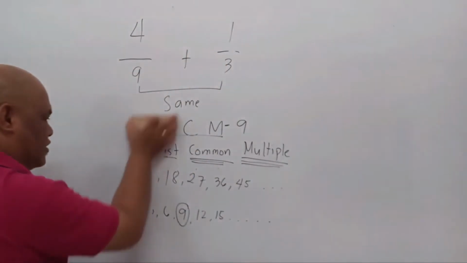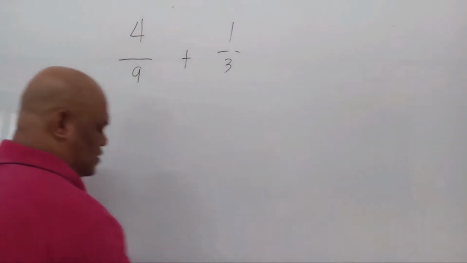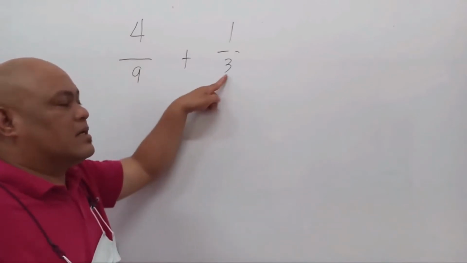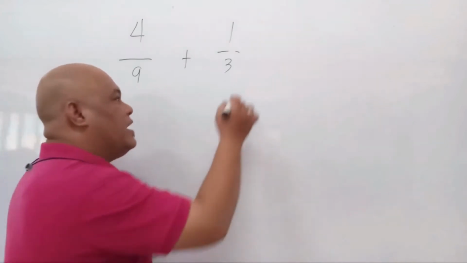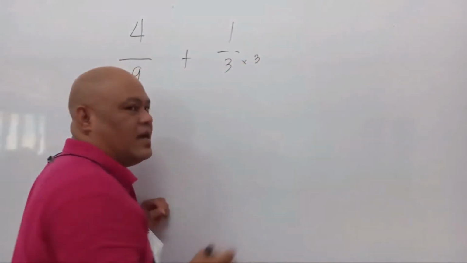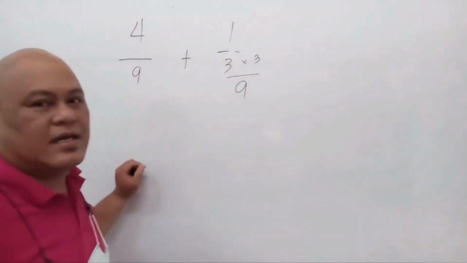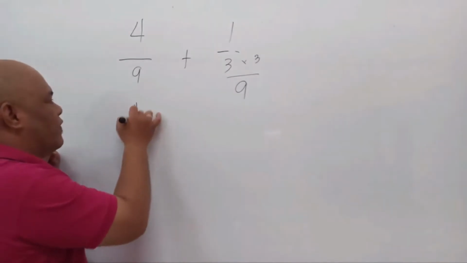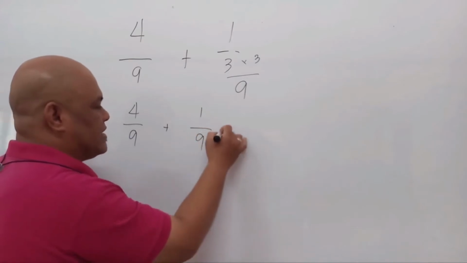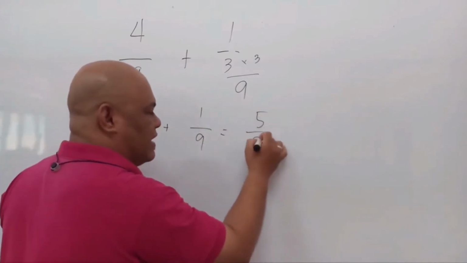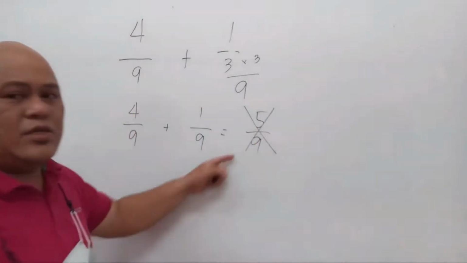So, let's do this. What do you think, 3 can be 9? So you have to multiply by 3. 3 times 3 is equivalent to 9. So now we have here 4 over 9 plus 1 over 9 equals 5 over 9. Is this correct? No. This one is not correct.